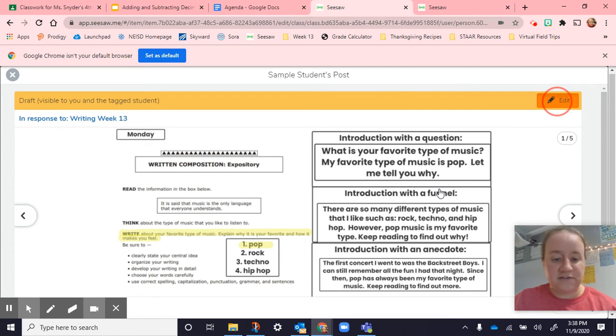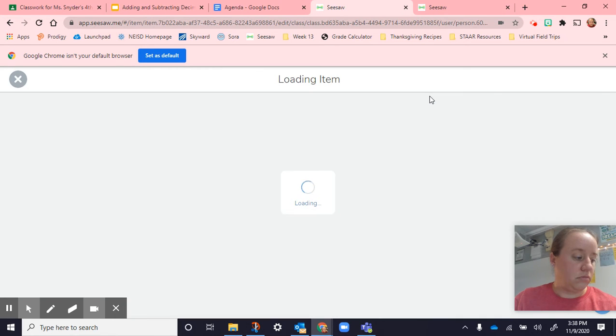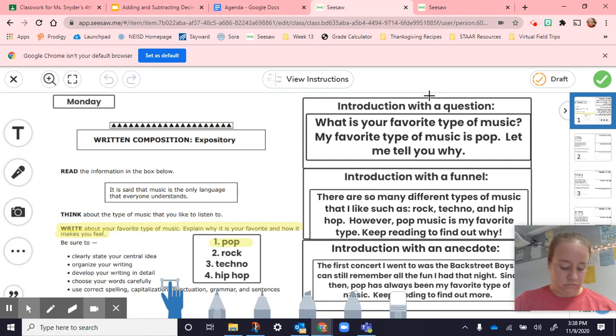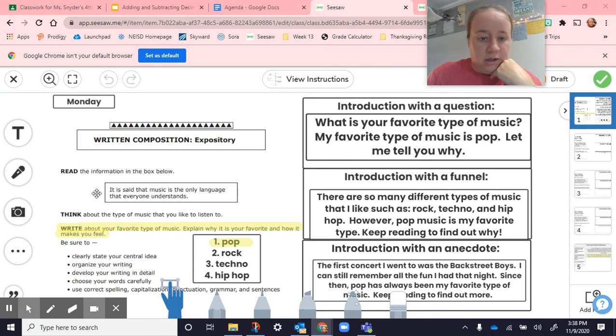All right, so here we did this first page. On the left-hand side, we have our prompt page. So this is your directions. This is everything that you need to tell you what to do.